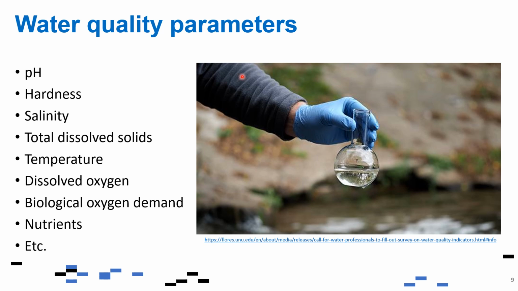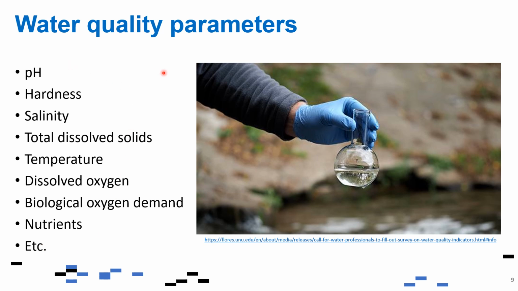So now let's talk a bit about some important water quality parameters. There are many water quality parameters that affect the overall water quality. Some of these are pH, the hardness of the water, salinity or the salt content, total dissolved solids, those that are dissolved that we cannot see exactly. This is different from total suspended solids. Then the temperature of the water, the DO or dissolved oxygen, BOD or biological oxygen demand, and of course the nutrients and some other things included in the water quality.